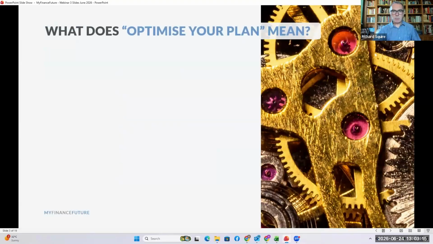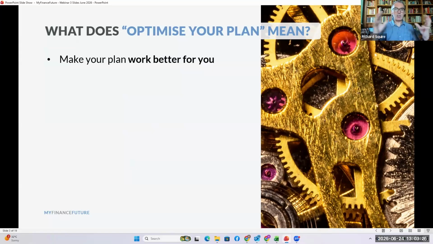So what does it mean to optimize your plan? Well, the first thing is to make your plan work better for you. What it doesn't mean, I should say, is creating the plan from scratch and making it work for you overall. So working out when you can retire, have you essentially got enough funds so you will be able to retire when you plan to. You really need to get to that place first and get the big moving parts working. Then you can start to optimize and make your plan work better for you.